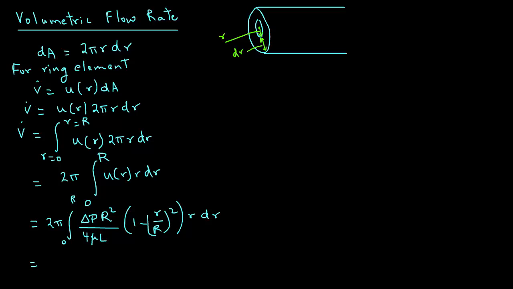Again, you will need to refer to that previous module to see that we had indeed developed this parabolic velocity profile. So now we can go ahead and integrate, but first we will take out some of the constant terms out of the integral. So we have V dot equals 2 pi delta p R squared, this is the uppercase R, so that's the radius which is constant, divided by 4 mu L. In the integral we have 0 to R, parentheses 1 minus r over uppercase R, parentheses squared, times r dr.